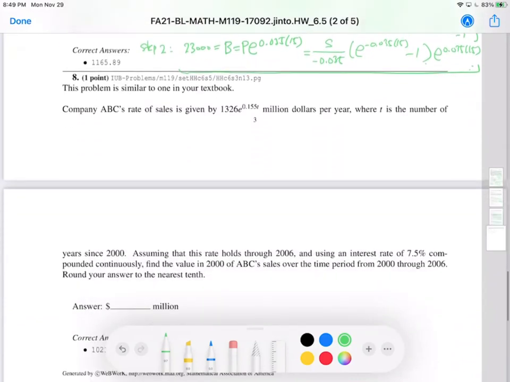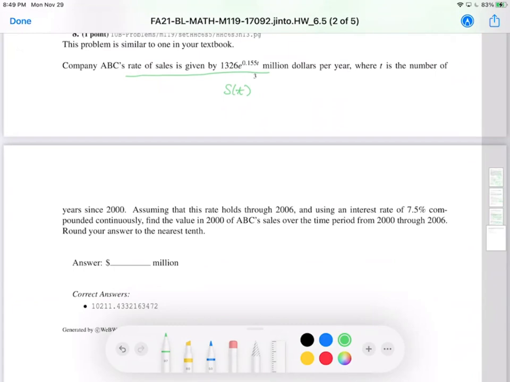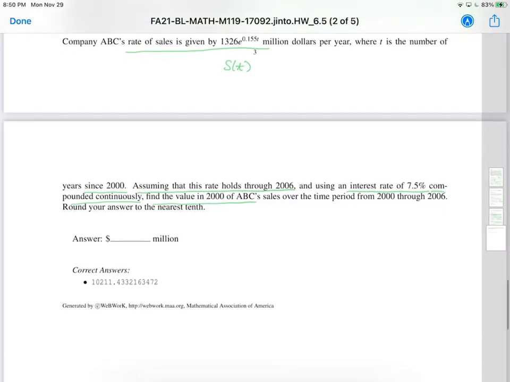The next question, ABC's rate of sale is given by an exponential function. This is S of t. And since 2000, this rate holds through 2006. So a 6 years period. Interest rate is 7.4% compounded continuously. Find the value in 2000 of the sales. So this is present value.